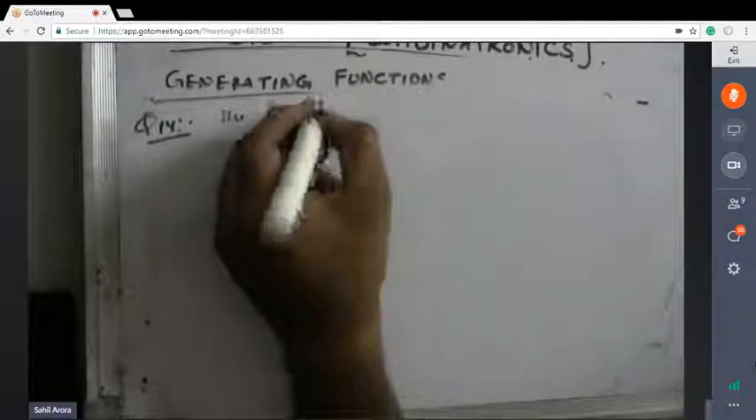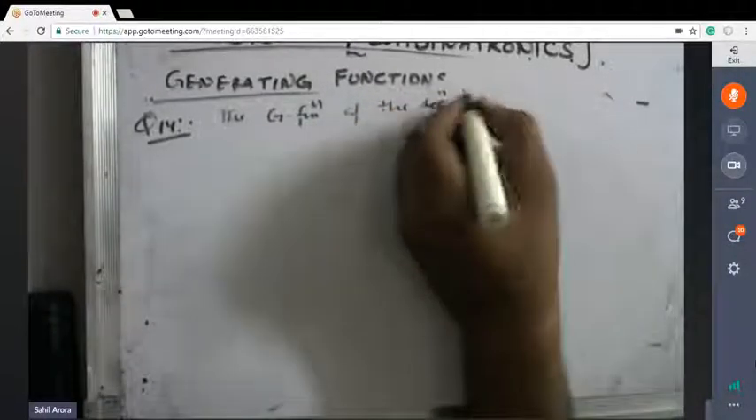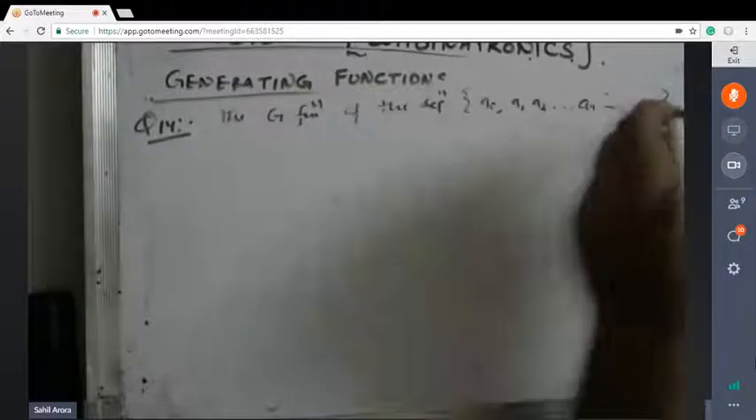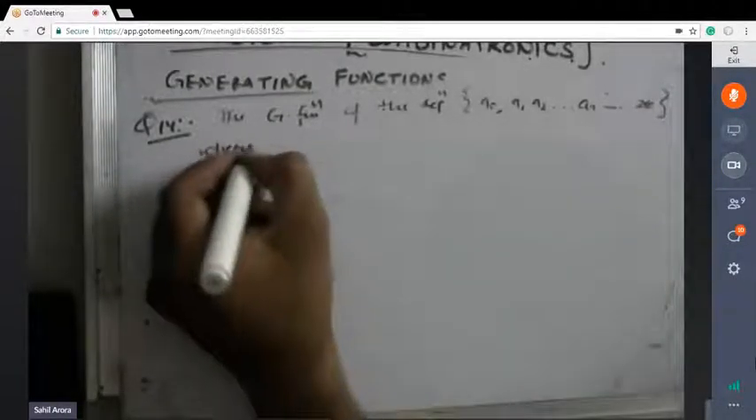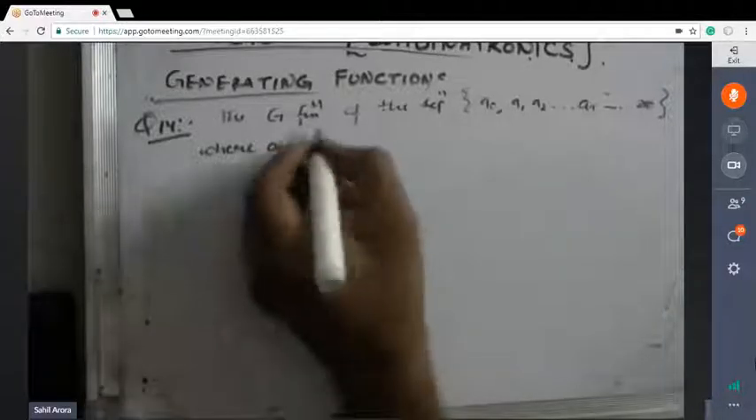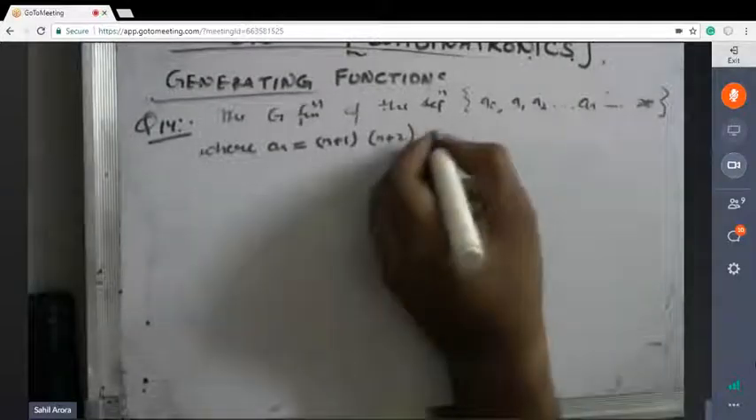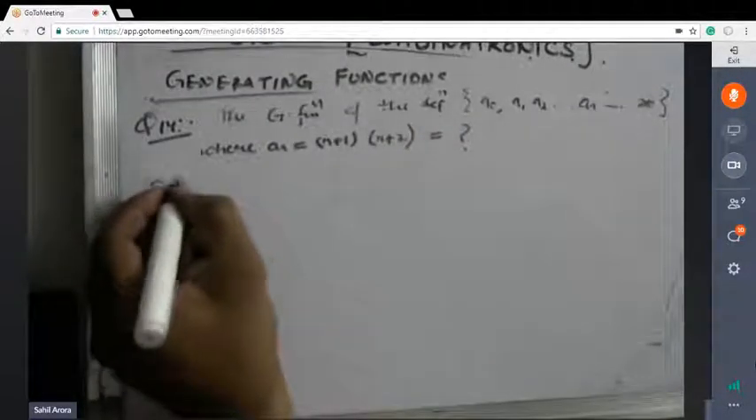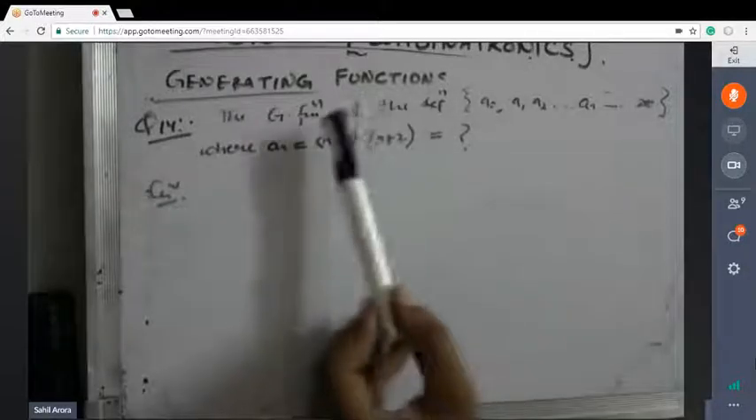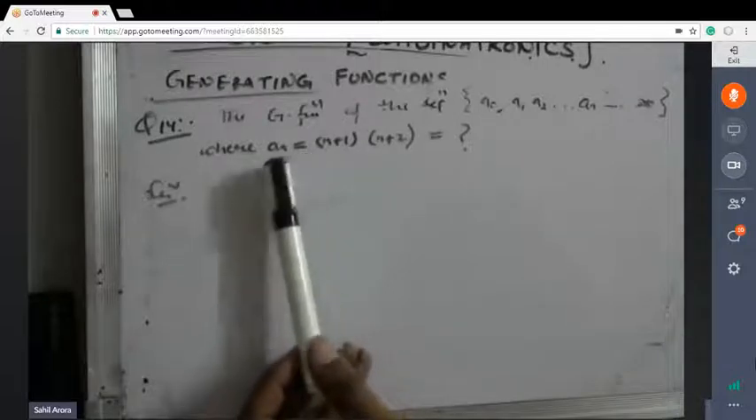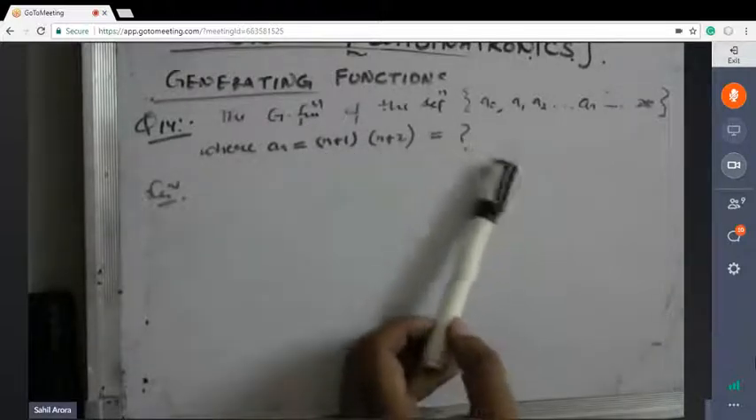the generating function of the sequence A0, A1, A2, and so on up to infinity, where A of n is equal to (n plus 1)(n plus 2), is equal to what? The question says the generating function of the sequence A0, A1, A2, A3, and so on up to infinity, where the nth term is equal to (n plus 1)(n plus 2), is equal to what? Very simple.